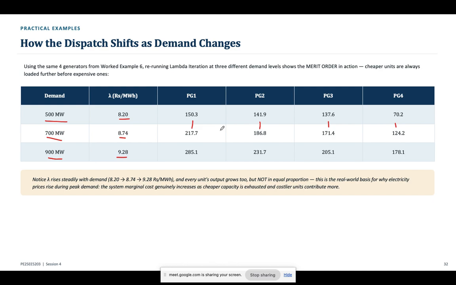This also explains why the marginal generator is so important in electricity markets. So the system's marginal cost is associated with demand. As the load moves upwards, the marginal condition moves along the aggregate generation cost curve. So the table therefore connects the mathematics of lambda iteration to the broader ideas of merit order and marginal pricing.